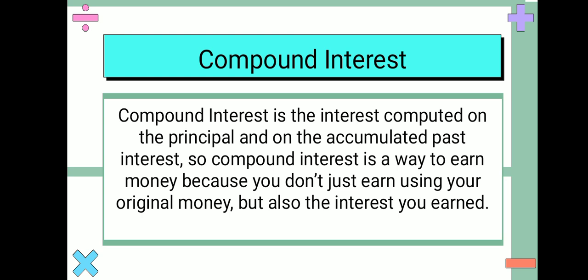So compound interest is the interest computed on the principal and on the accumulated past interest. Compound interest is a way to earn money because you don't just earn using your original money, but also the interest you earned.